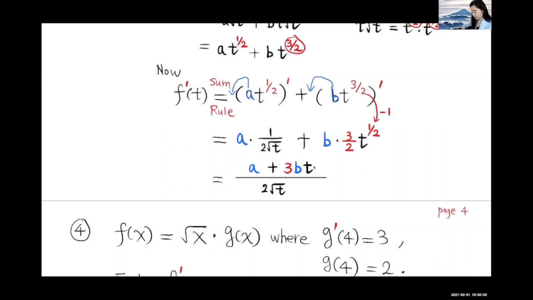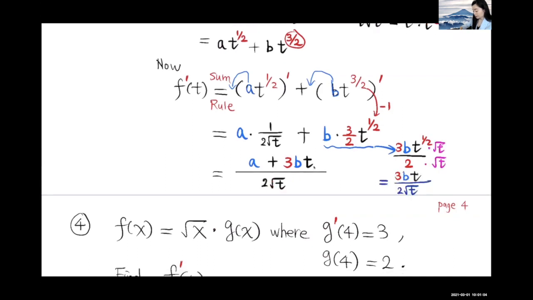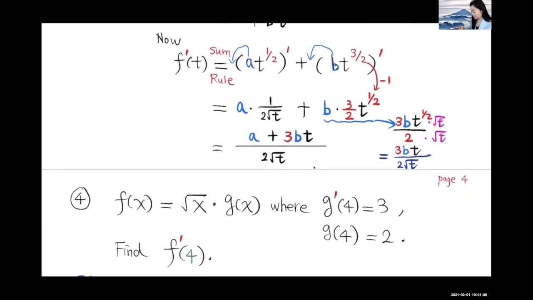So this part over here is 3b t to the 1/2 power over 2. Now, if we want the denominator to have 2 square root of t, you multiply square root of t up and down, so you have 2 square root of t in the denominator, and 3b, t to the 1/2 power times t to the 1/2 power, so you have a t here. So you have 3bt up here. So that's how you got this. Okay.